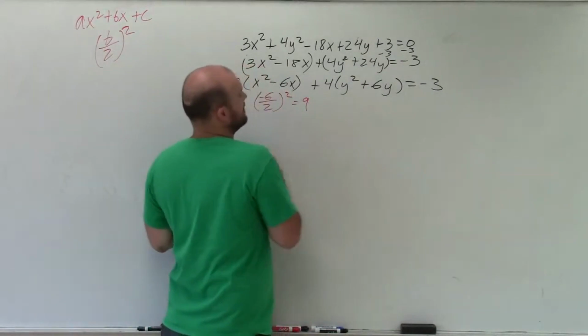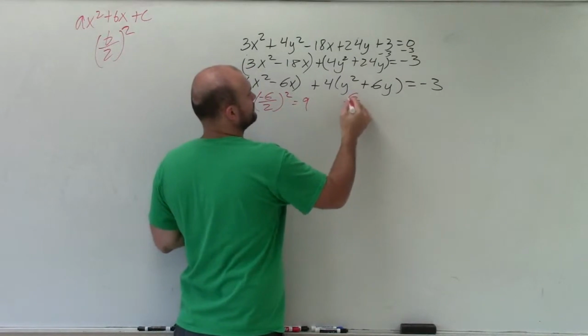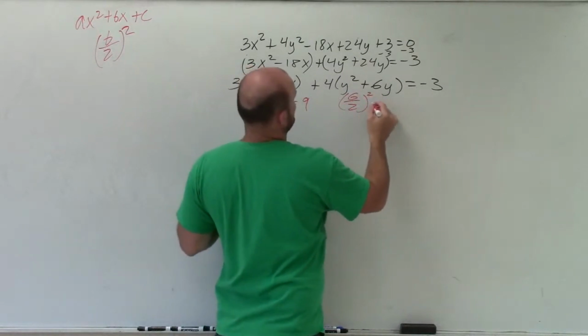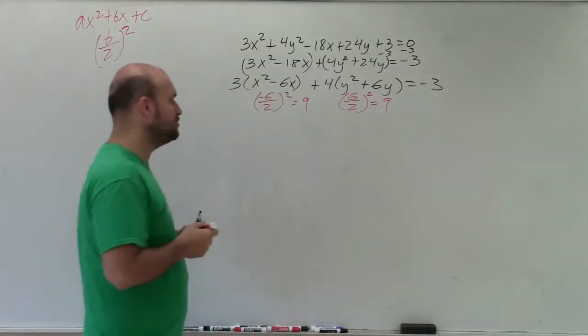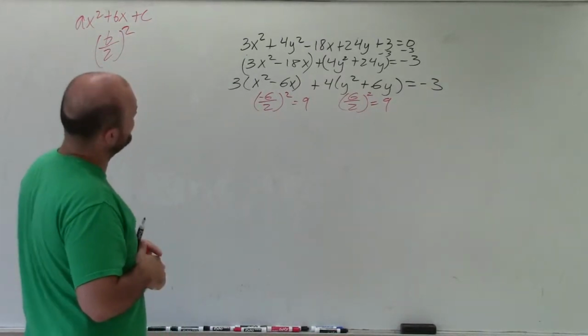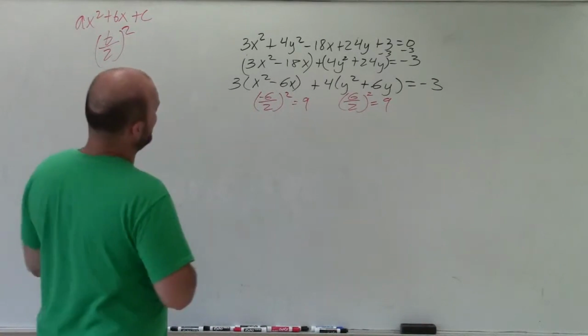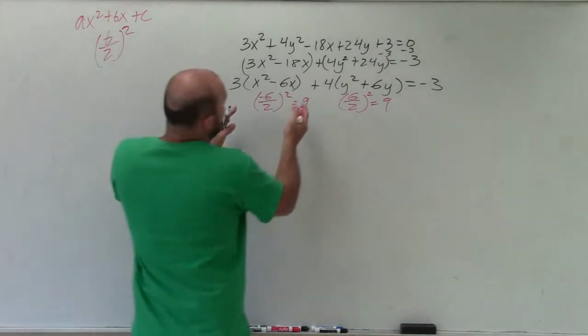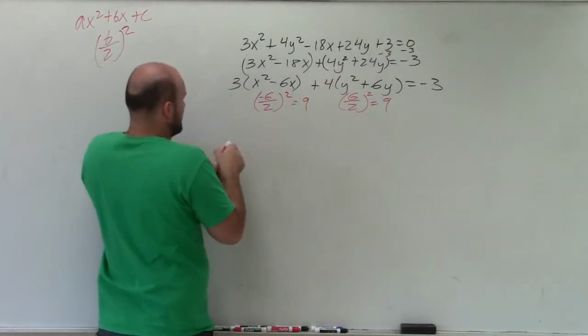Here I have 6 divided by 2 is 3, and I get 3 squared is equal to 9. Cool. Actually, I have the exact same ones. That's going to be kind of interesting. I don't think I've actually ever had a problem like this. I like this problem. So now I'm going to add these two values inside of both of my parentheses.